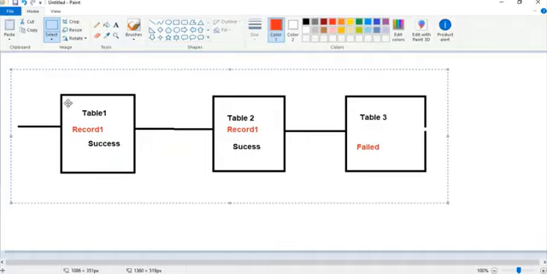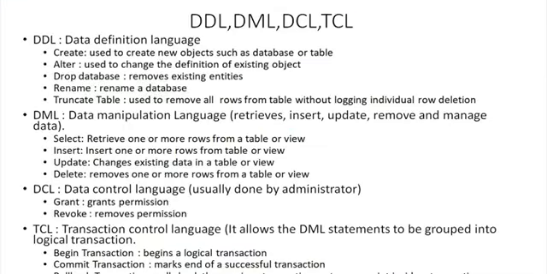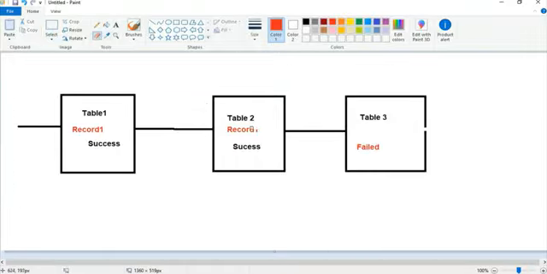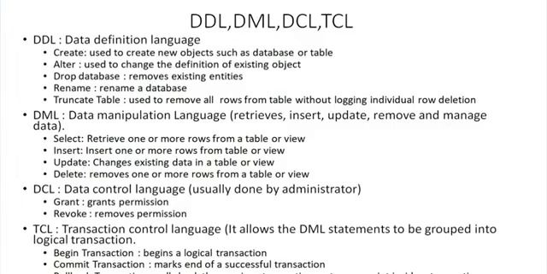Once we commit, it commits the records into all 3 tables. If we roll back, it takes out all the data from all these tables. Once that transaction fails, it rolls back to its original state. That is how transaction control language works. Okay, so we have seen DDL, DML, DCL and TCL. Mainly we will be concentrating on DML in the upcoming sessions.